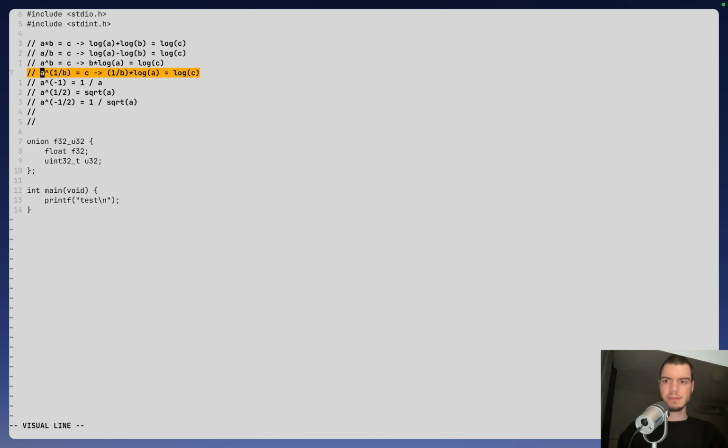And we're going to use this rule right here. So a to the power of minus 1/2 represented in terms of a logarithm means that minus 1/2 times the logarithm of a equals the logarithm of the result of the inverse square root.